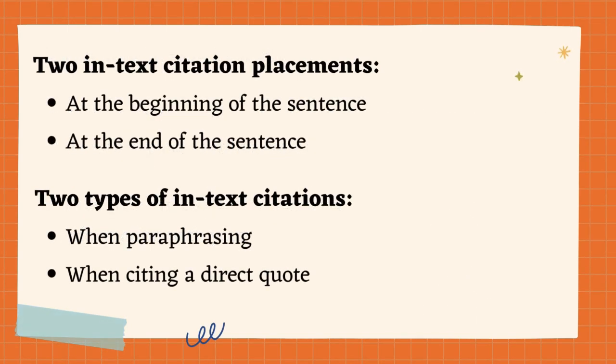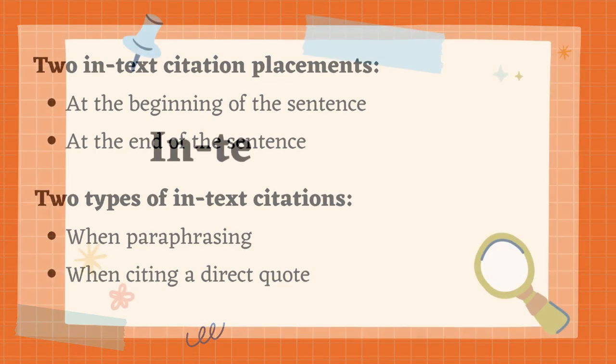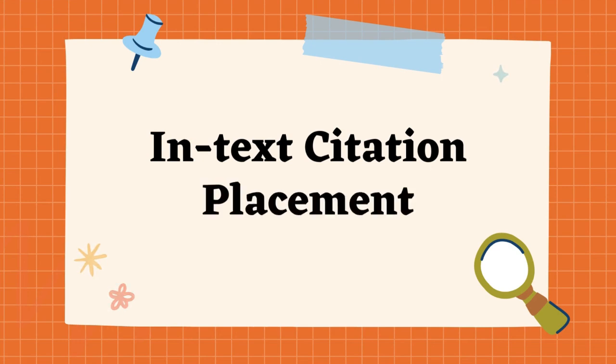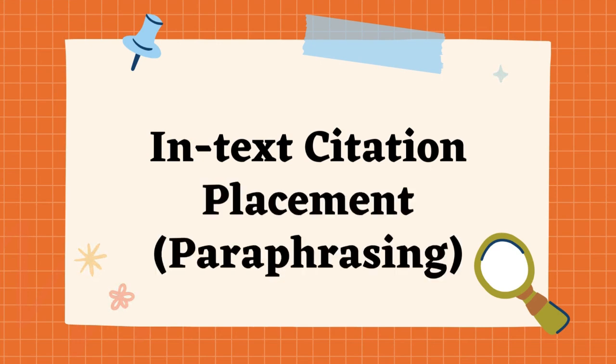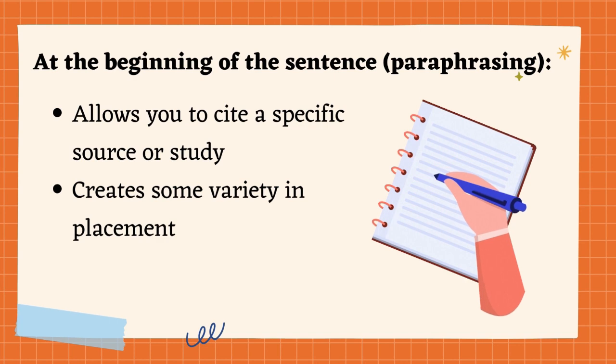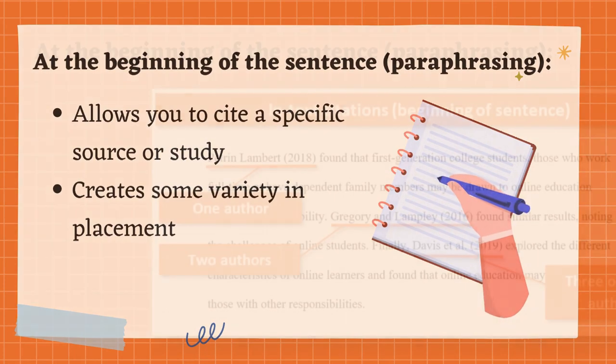In-text citations can be a little tricky because you can place them either at the beginning of your sentence or the end of the sentence, and they look slightly different if you are paraphrasing or restating information or if you are citing a direct quote. So let's jump in and look at in-text citation placement when you are paraphrasing information. Now, you can do the citation at the beginning of the sentence. This is really nice because it allows you to cite a specific source or study and create some variety in the placement. Here are some examples from the quick guide.